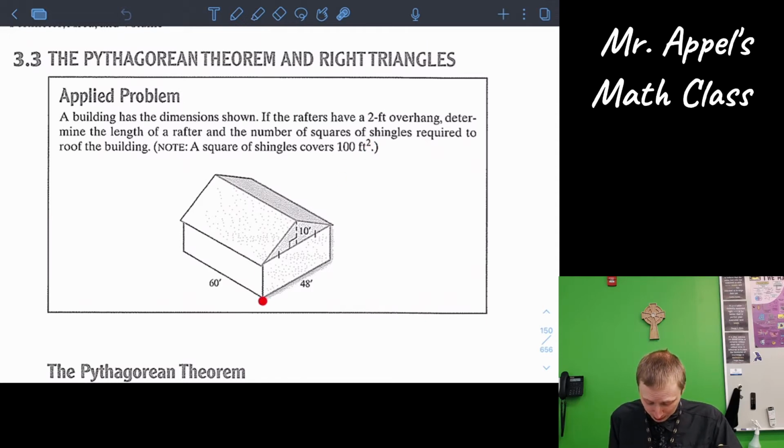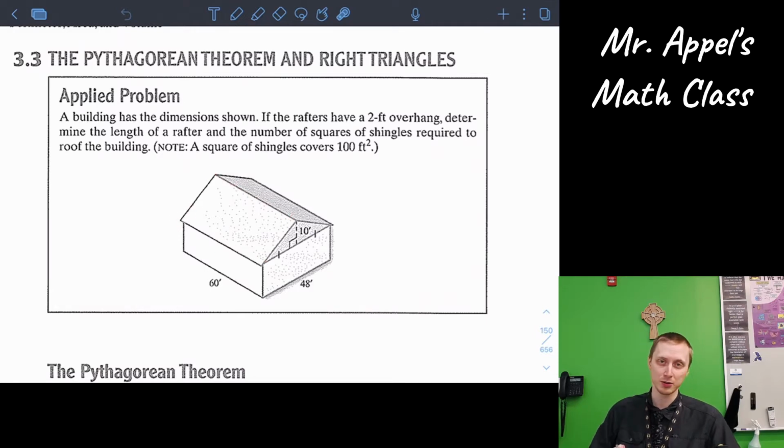Okay, so we know the building is 48 feet long. They're saying the rafters go 2 feet over in either direction, so be sure to add that if you want to find the size of this triangle. But, okay, I know this length and this height. I could find the area of this triangle, but how do I find the area of the actual roof?